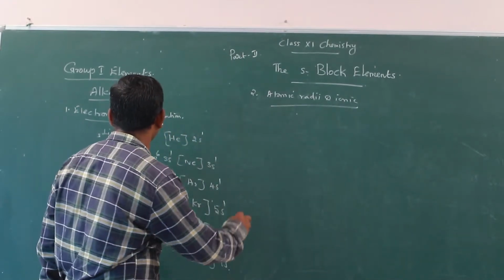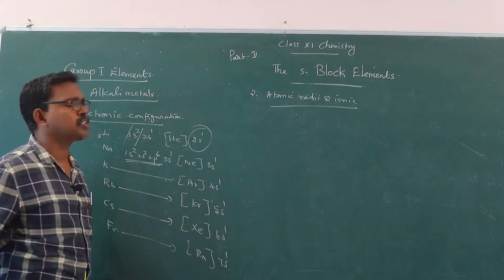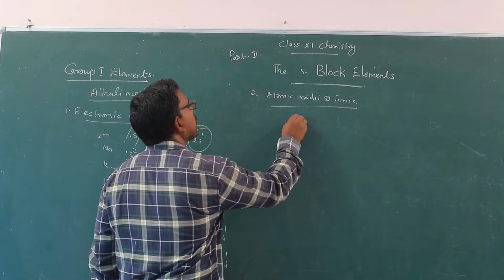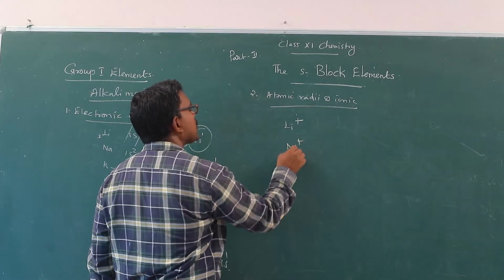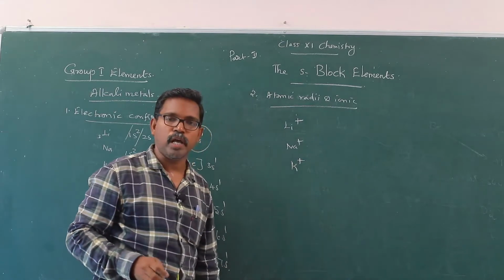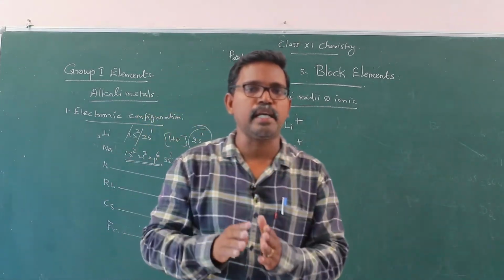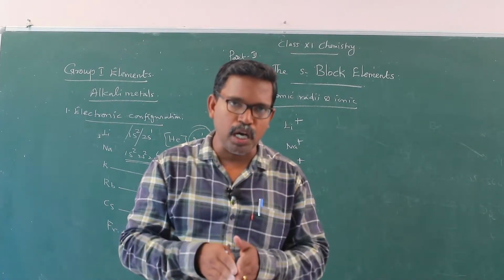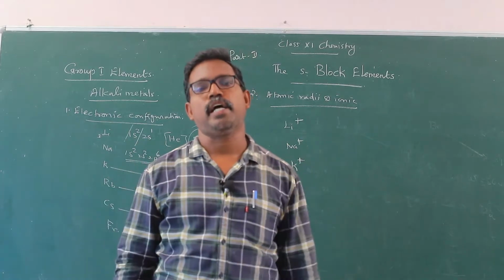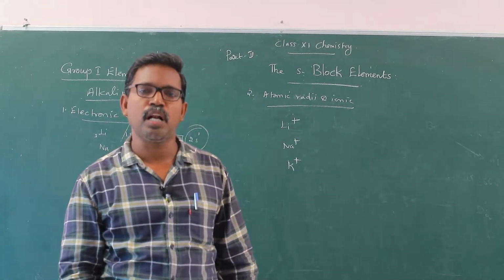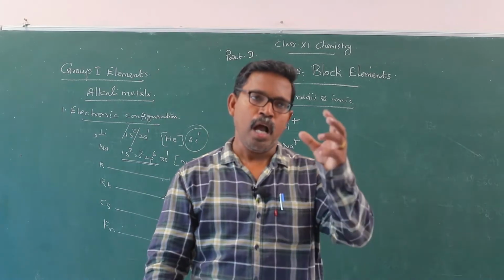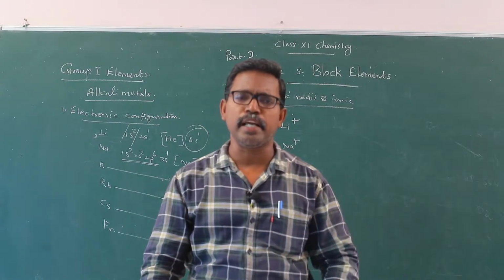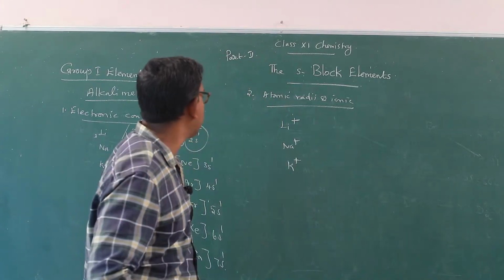Ionic means one electron is removed from lithium, so it becomes lithium plus, sodium plus, potassium plus. I already told you, comparing the size of a cation and its parent atom, the cation is smaller than the parent atom. And what is the general variation? From top to bottom the ionic radii also increase. This is the second point.